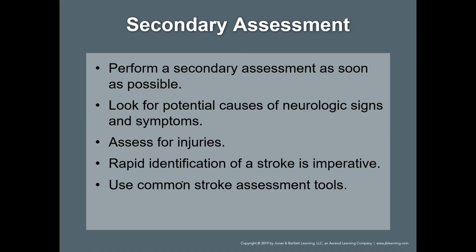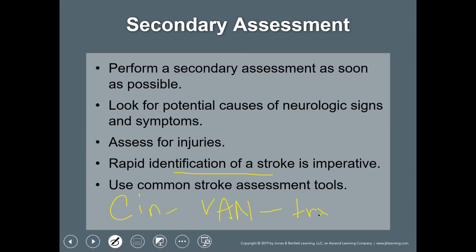So we've talked a lot about rapid identification of strokes. We've talked about the Cincinnati stroke scale. First, if there's arm weakness, then we're going to do a VAN assessment. We're going to make a transport decision based on stroke findings.